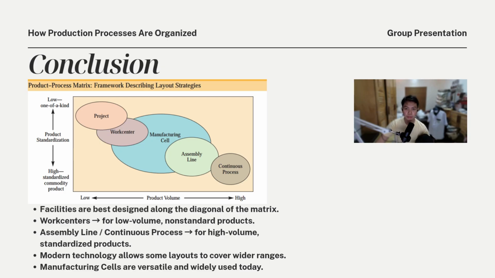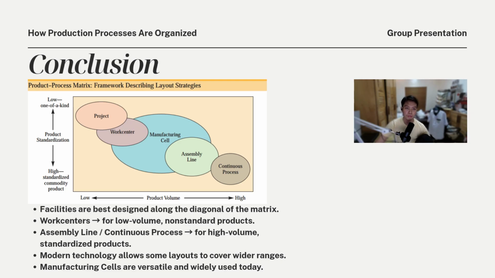I will now explain the product process matrix, which is a framework describing different layout strategies in manufacturing. So on the vertical axis of the diagram, you can see the degree of product standardization, ranging from low or one-of-a-kind products to highly standardized commodity products. Then on the horizontal axis, you can see product volume, which goes from low volume to high volume.